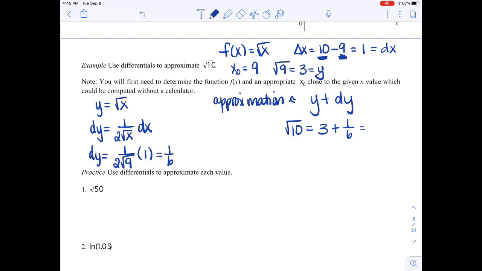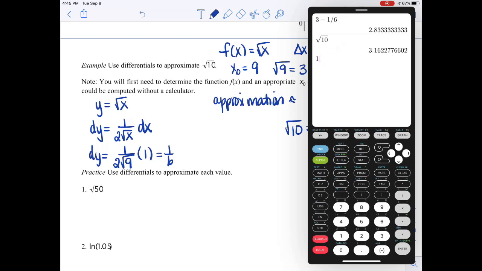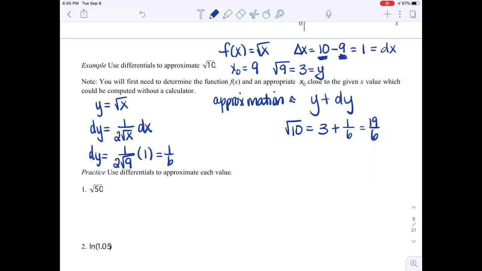I could obviously combine this together to make a fraction. So that would be 18 over 6, so 19 over 6 is my approximation. To give you a better idea of how good that approximation is, 19 over 6 comes out to be 3.16 repeating. Okay, so about 3.167, that's the value of our approximation. We're saying radical 10 is about 3.167.